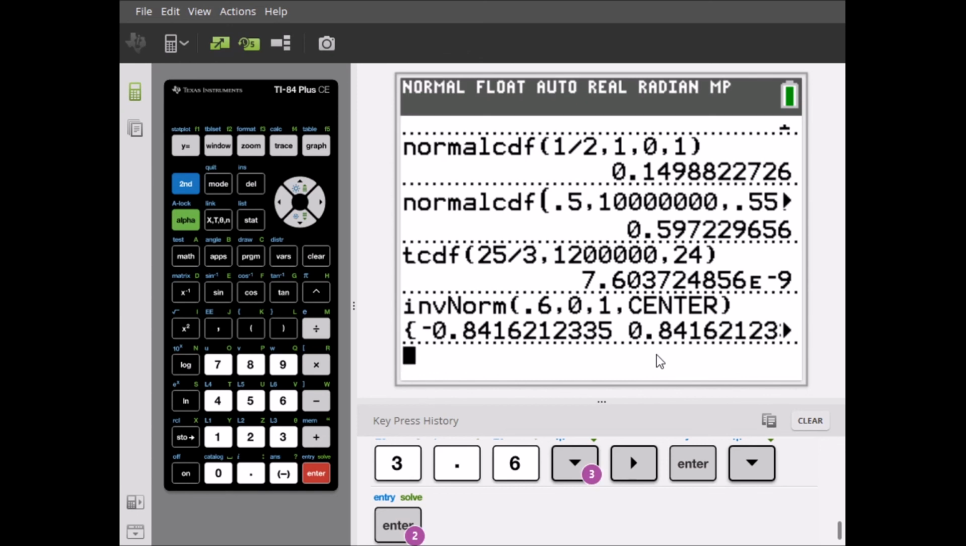If anyone figures out how to do that on the Inspire, please let me know. But as of now, I don't know a way to do it. So that's actually a way you can fast track using the 84 to get the z-scores that cut off the middle area of the data.